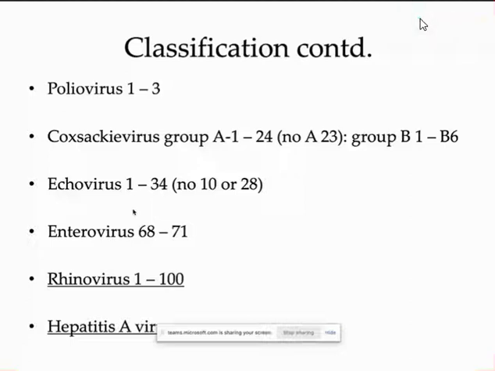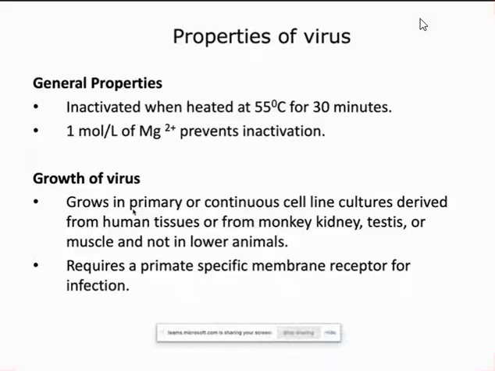And we will be focusing on the polio virus. These viruses are inactivated when heated at 55 degrees centigrade for 30 minutes, and magnesium prevents inactivation. Since they are viruses, they cannot be cultivated in artificial culture media, and they require different cell lines, a cell culture system, to cultivate the viruses. That's why they can be cultivated in cell line cultures derived from human tissue or from monkey kidney, testes, or muscles.